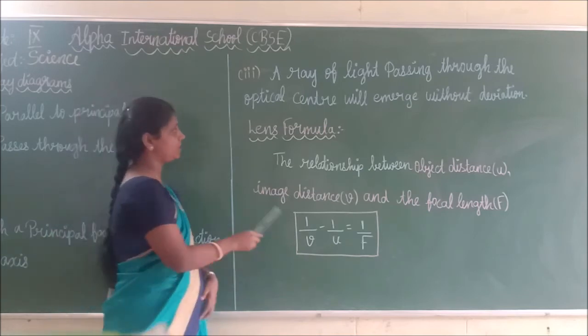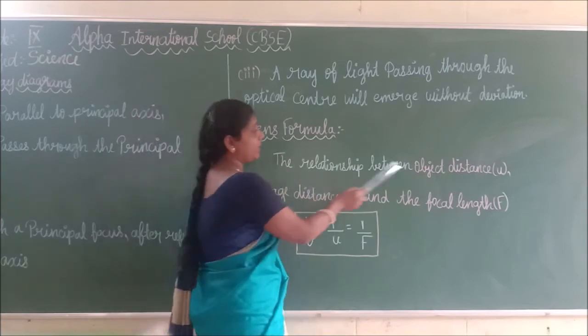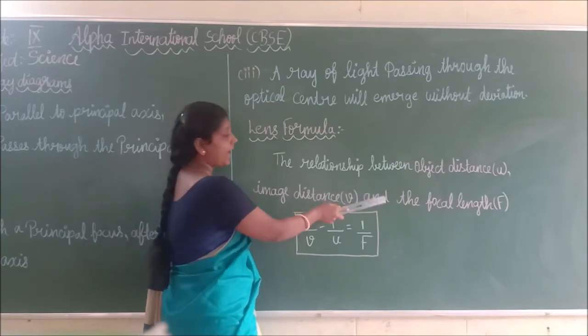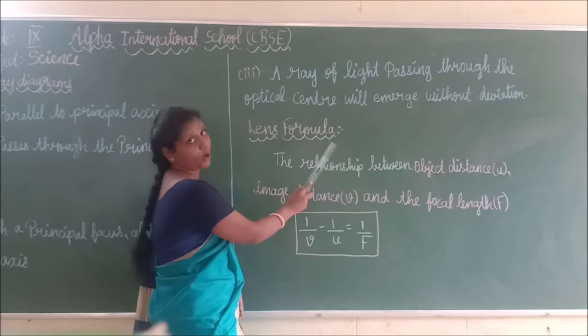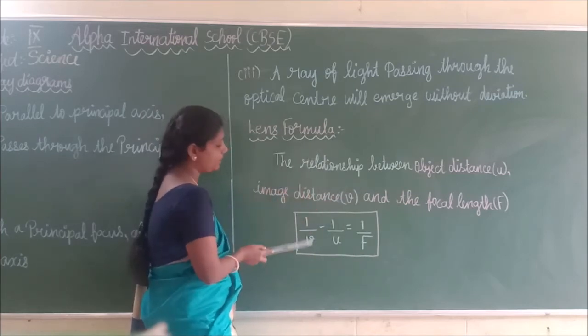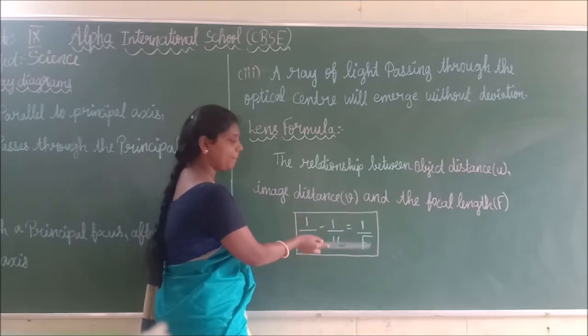Next, we are going to revise the lens formula. The relationship between object distance u, image distance v and the focal length f, we call it the lens formula. How can we define the lens formula? 1 by v minus 1 by u is equal to 1 by f.